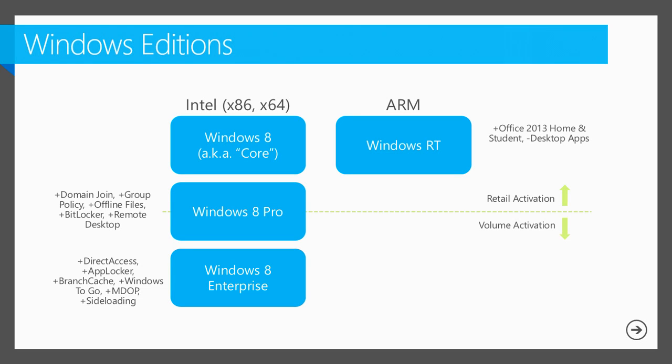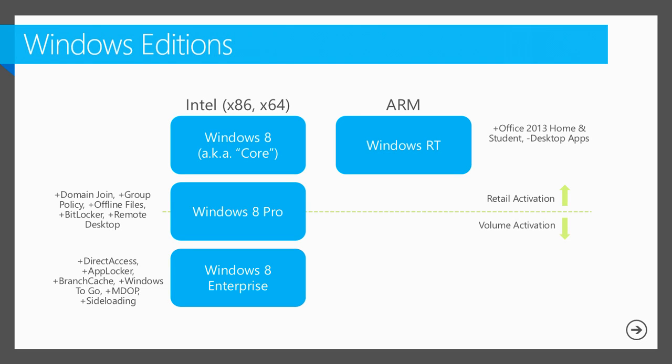So the next step up then would be Windows 8 Pro. Most enterprises would use at least Windows 8 Pro because that adds capabilities like domain join, group policy, offline files. In the case of Windows 8, now BitLocker has been added into Windows 8 Pro, so that's not an enterprise-only feature anymore, and it adds remote desktop in as well. Windows 8 Pro is actually available in a retail version as well as a volume activation version, so you can actually activate it in either way.